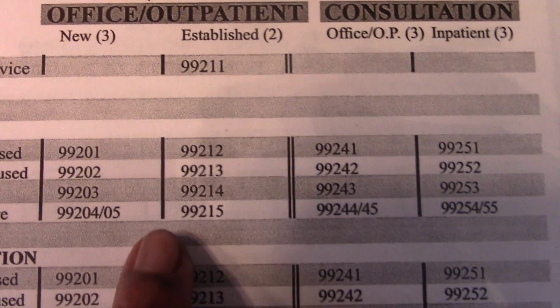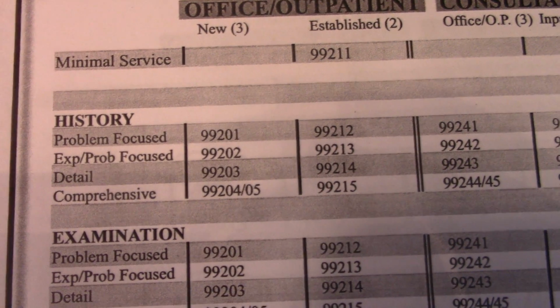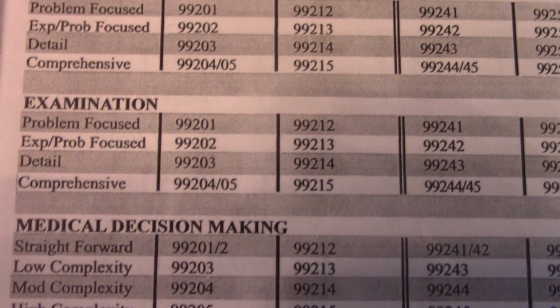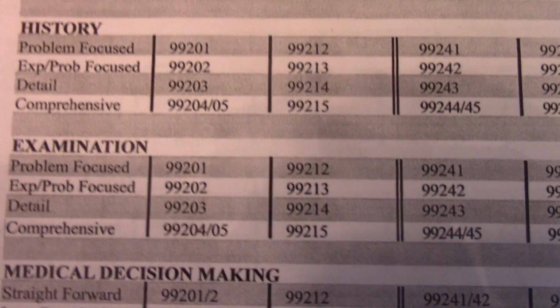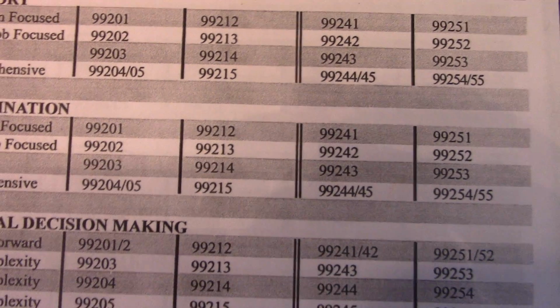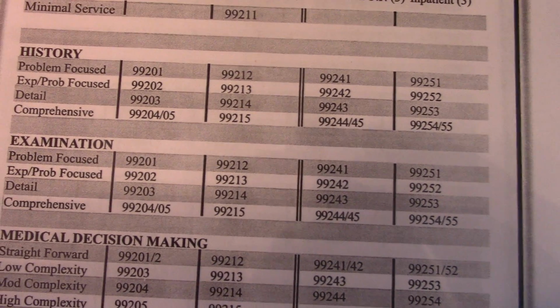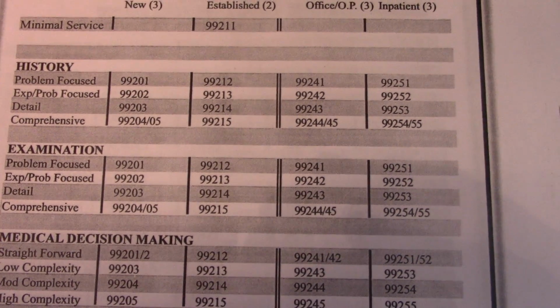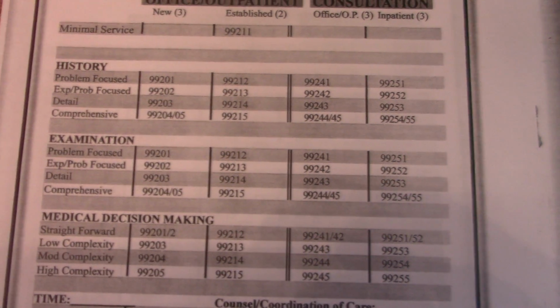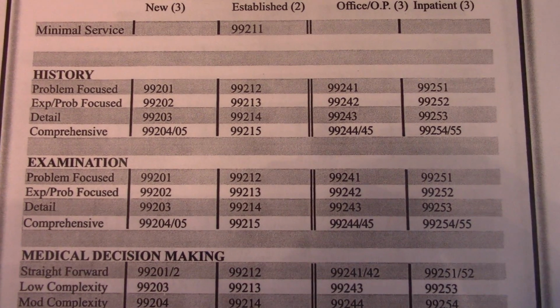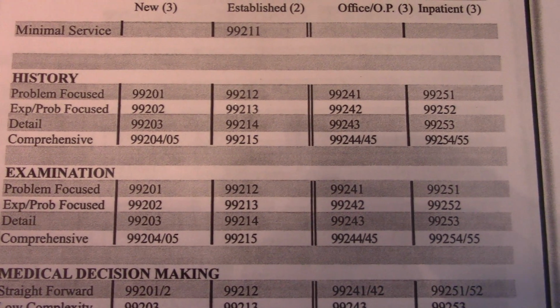So as we read examples of what occurred, we just circle what level of history, what level of exam, and what level of medical decision making. Okay? I'm going to try to expand on this and see if this will help you get a better view. It's getting blurrier as I get a little further out.